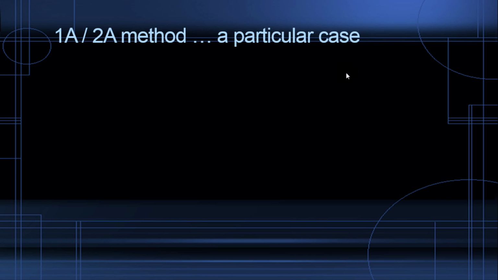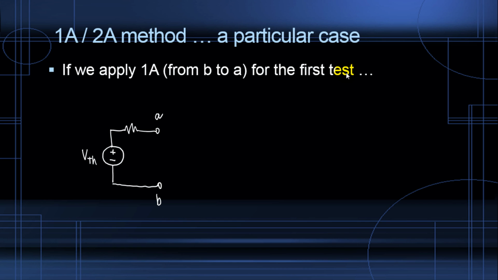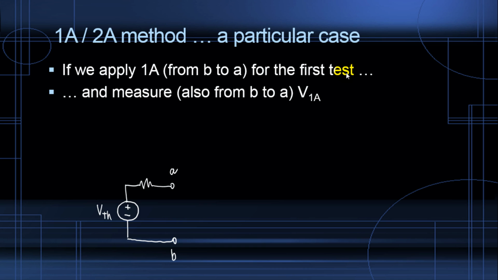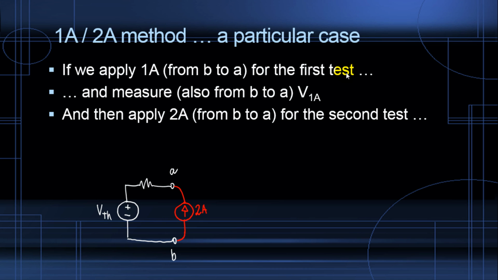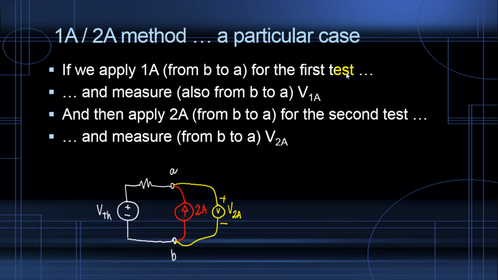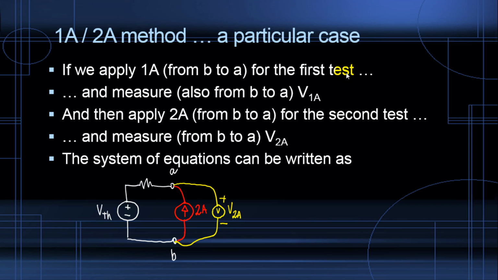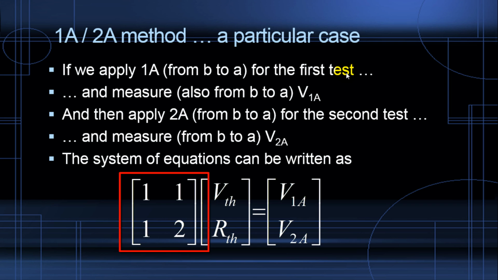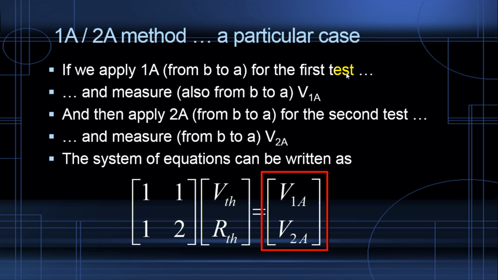Let's have a look at a particular case, the 1 amp, 2 amps method. If one chooses 1 amp for the first test, applied right side up like that, and measures with the voltmeter connected right side up, like so, V1A. And for the second test, we apply a 2 amps current source right side up, and the voltmeter is also right side up to measure V2A. Then the system of equations can be written in matrix form this way: 1, 1, 1, 2. And V1A, V2A on the right-hand side.